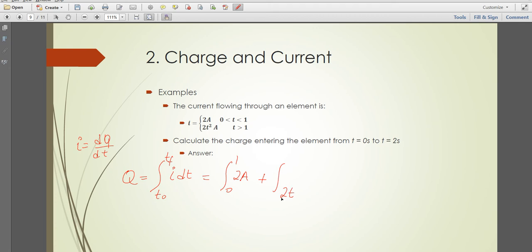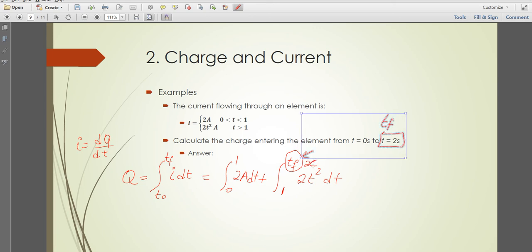Sorry, back here, 1 to 2. The final time can be infinity or any number, but the question specifies the number here. Doctor, it is specified in the question itself. Okay, so that's the final time. So here should be 2 seconds. The second part is the integral of 2t squared dt.